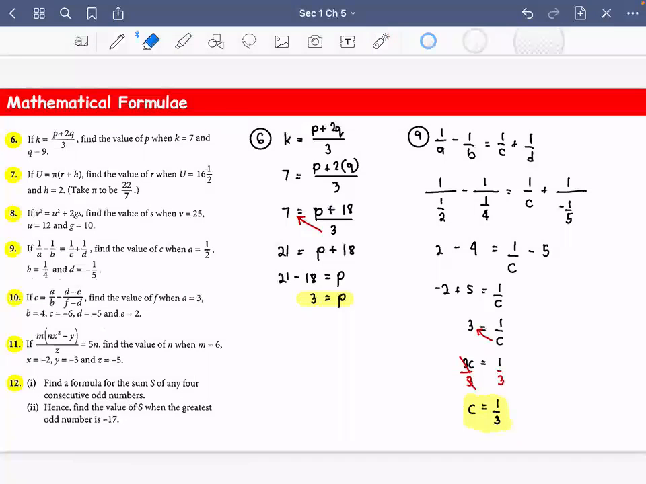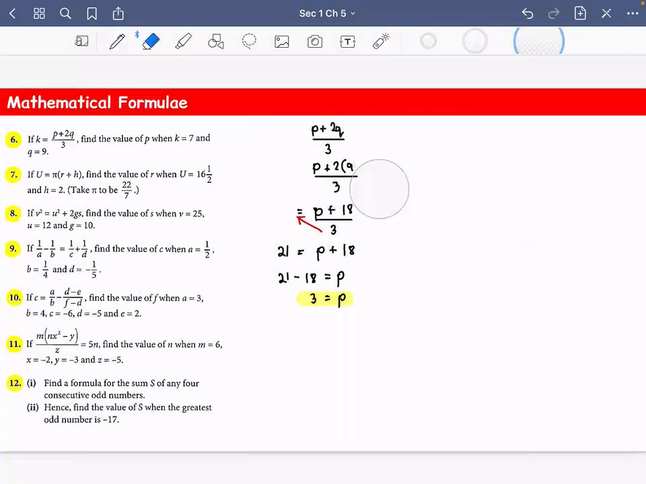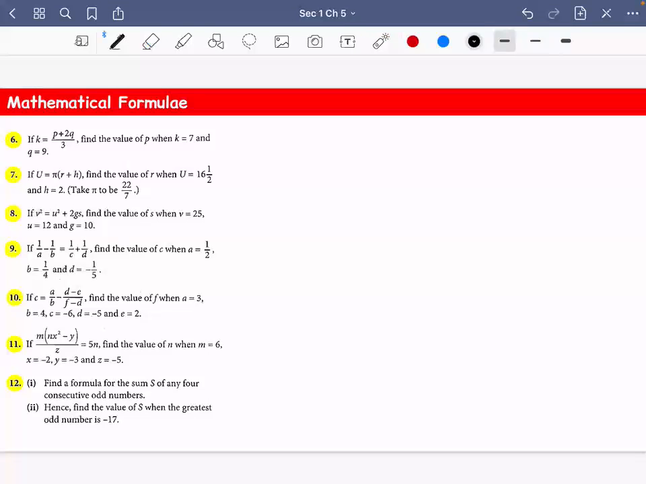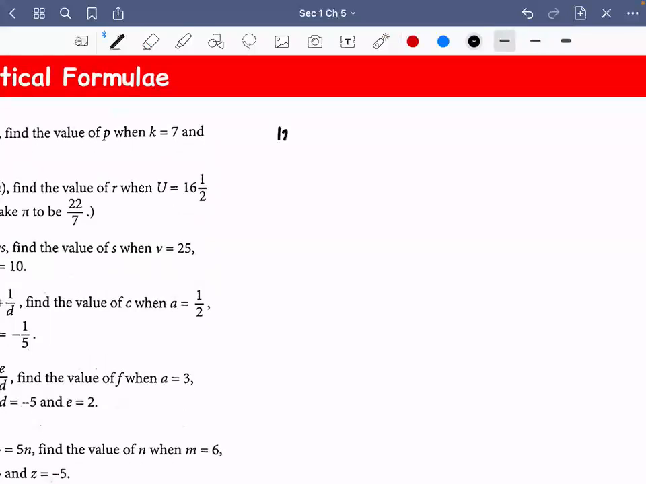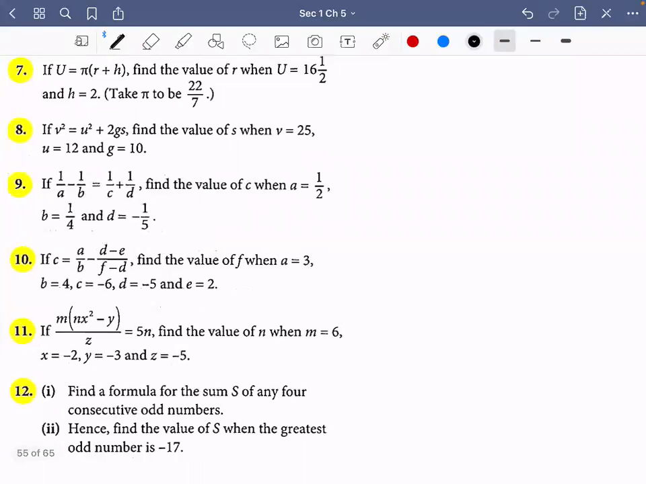Okay, so let's go with number 12. Number 12 is this. Okay, number 12, we need to find a formula for the sum of any 4 consecutive odd numbers.